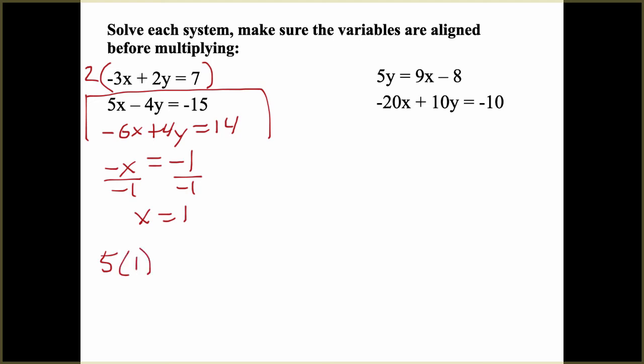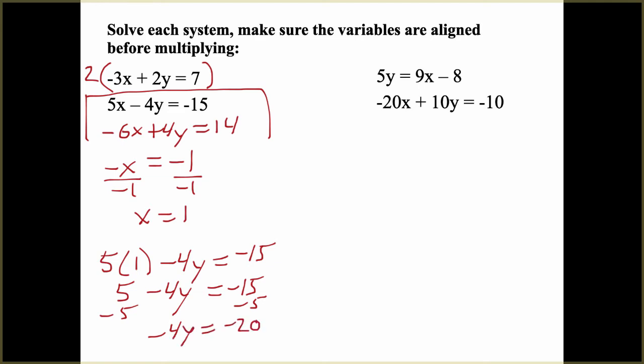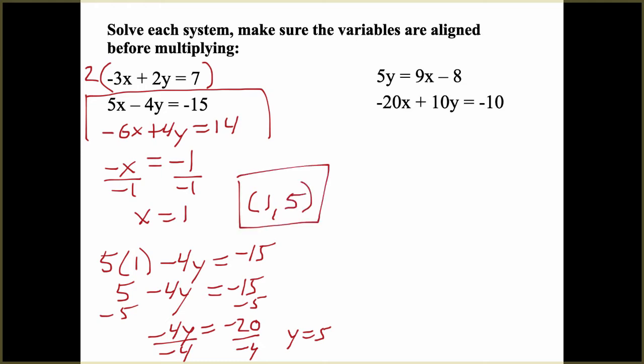We have 5 times 1 minus 4y equals negative 15. This is 5 minus 4y is negative 15. Subtract 5. We get negative 4y is negative 20. Divide out the negative 4, and we get that y is 5. So our ordered pair is 1, 5. This is our solution to this system.